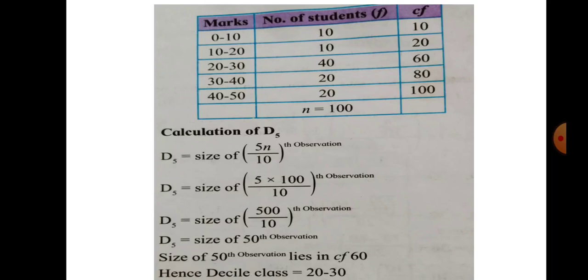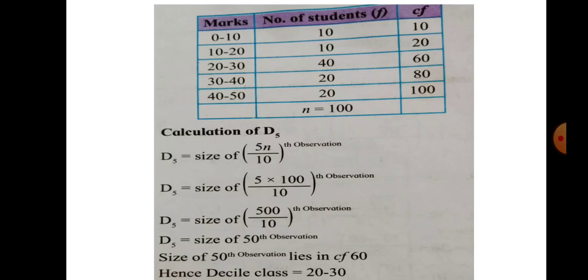D5 is equal to size of (5 × n upon 10)th observation. In the next step, D5 is equal to size of (5 × 100 upon 10)th observation. In the next step, D5 is equal to size of (500 upon 10)th observation. In the next step, D5 is equal to size of 50th observation.